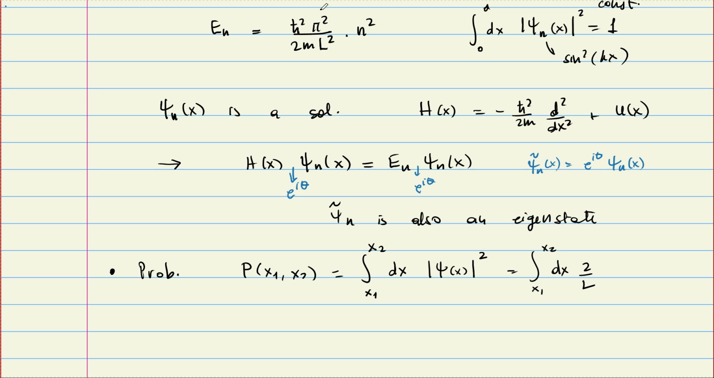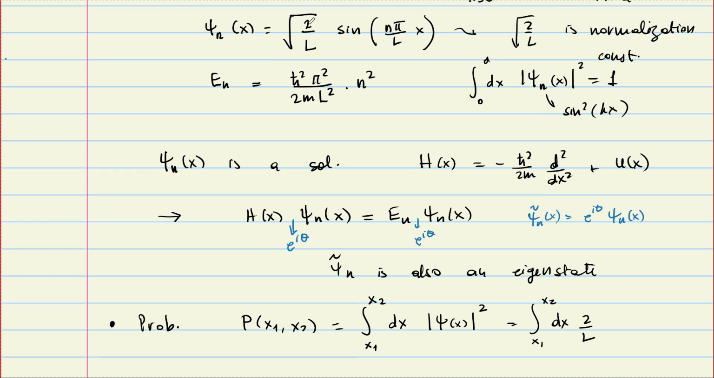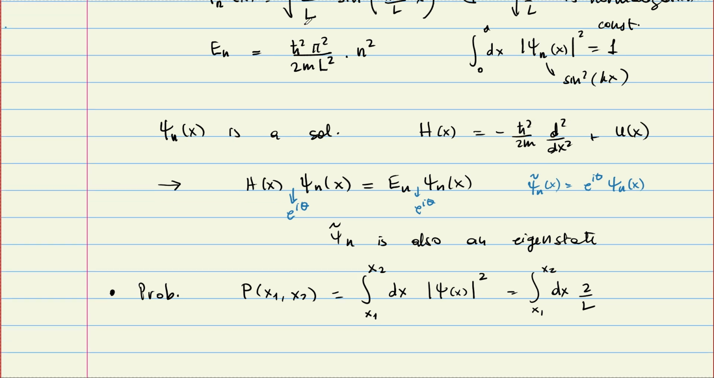When I take the square, I have this 2 over L from normalization. And this is sine squared of K n x, let me write K n to be brief. And we can also integrate this, right? This is how you integrate it in the exam. This is something like what?